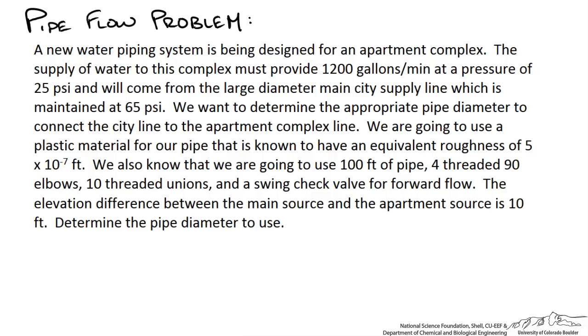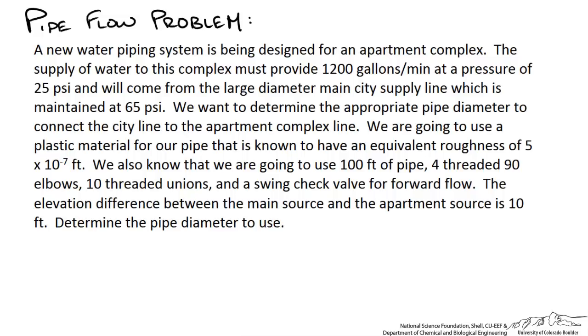In this screencast, we are going to work through a pipe flow example problem in which the pipe diameter is unknown and thus the solution will require an iterative or numerical method type approach. We have a new water piping system that's being designed for an apartment complex. Now the supply of water to this complex must provide 1,200 gallons per minute at a pressure of 25 pounds per square inch. And this will come from a large diameter main city supply line which is maintained at 65 psi. We want to determine the appropriate pipe diameter to connect the city line to the apartment complex line.